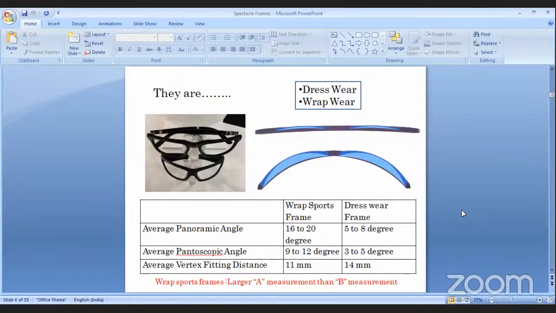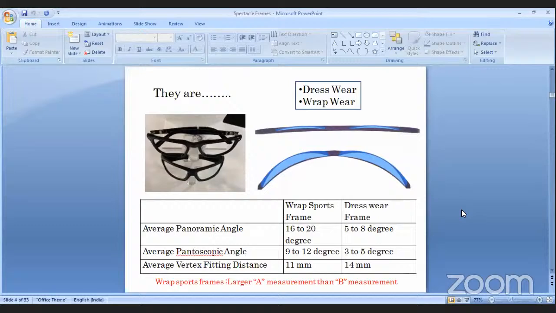Dress wear spectacle frames are constructed to have a panoramic angle of 5 to 8 degrees. I made a mistake, I'm sorry. The pantoscopic angle is 9 to 12 degrees for wrap wear, and the pantoscopic angle is 3 to 5 degrees for dress wear frames. And the average vertex fitting distance for a sports frame is 11 millimeters and for dress wear frames is 14 millimeters, which means sports frames are fitted closer to the eyes than the dress wear frames.